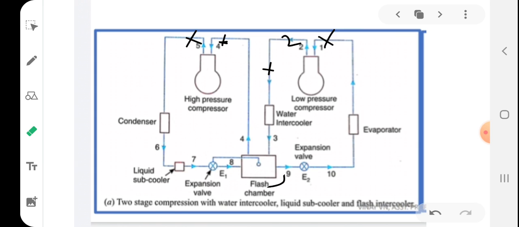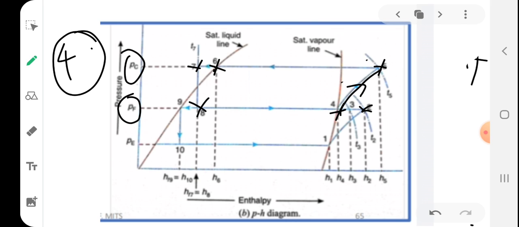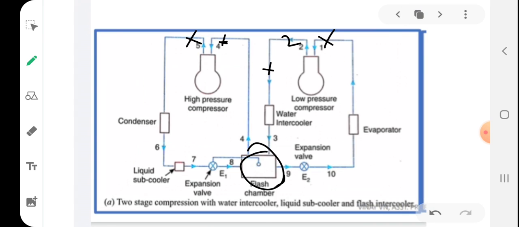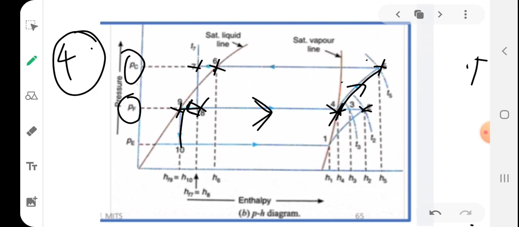So in the flash chamber, what will happen? The refrigerant will get separated. Some part will become saturated liquid, and some part will become saturated vapor. So saturated vapor goes this direction. Saturated liquid goes this direction. The saturated liquid will have the state 9, and it will move to the second expansion valve. In the second expansion valve, its pressure gets reduced to the evaporator pressure P10.